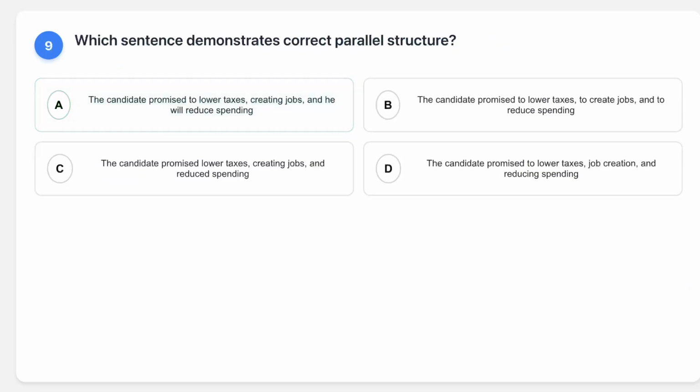Question. Which sentence demonstrates correct parallel structure? Option A. The candidate promised to lower taxes, creating jobs, and he will reduce spending. Option B. The candidate promised to lower taxes, to create jobs, and to reduce spending. Option C. The candidate promised lower taxes, creating jobs, and reduced spending. Option D. The candidate promised to lower taxes, job creation, and reducing spending.